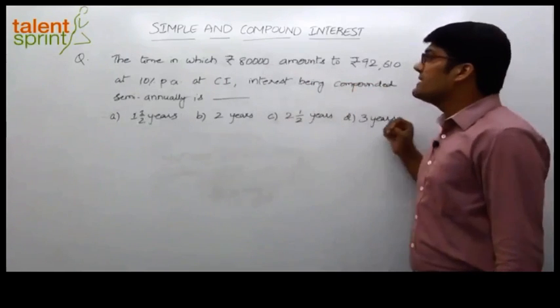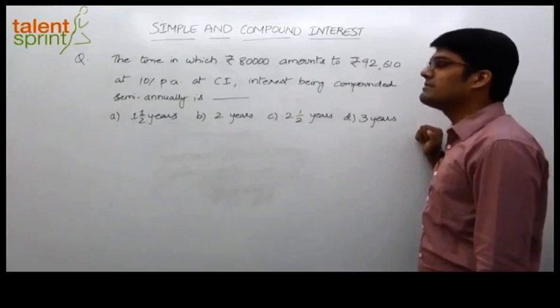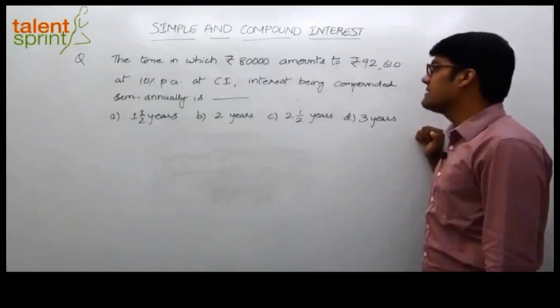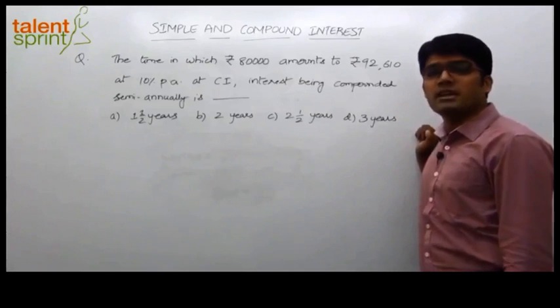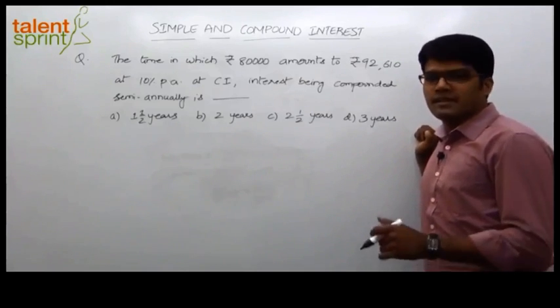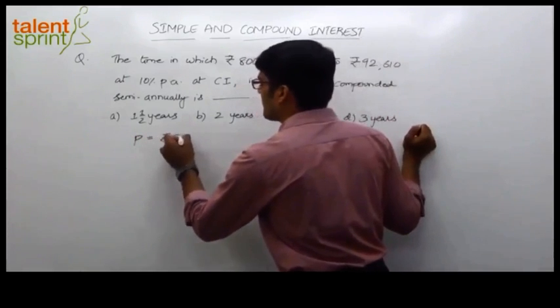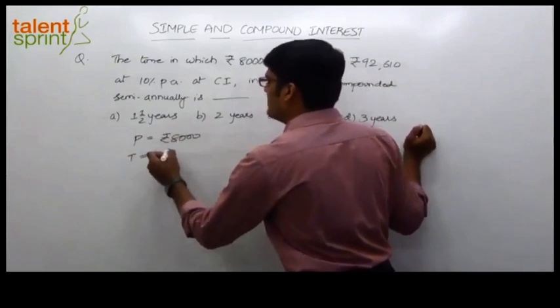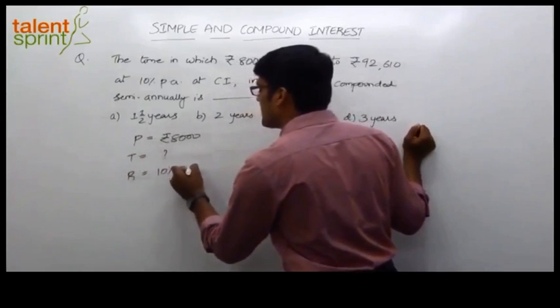The time in which rupees 80,000 amounts to rupees 92,610 at 10% per annum compound interest being compounded half yearly or semi-annually. So you have to find out the time. Now you know what happens in case of half yearly compounding. See, the given principal is 80,000. The time period anyway has to be calculated. The given rate of interest is 10% per annum.